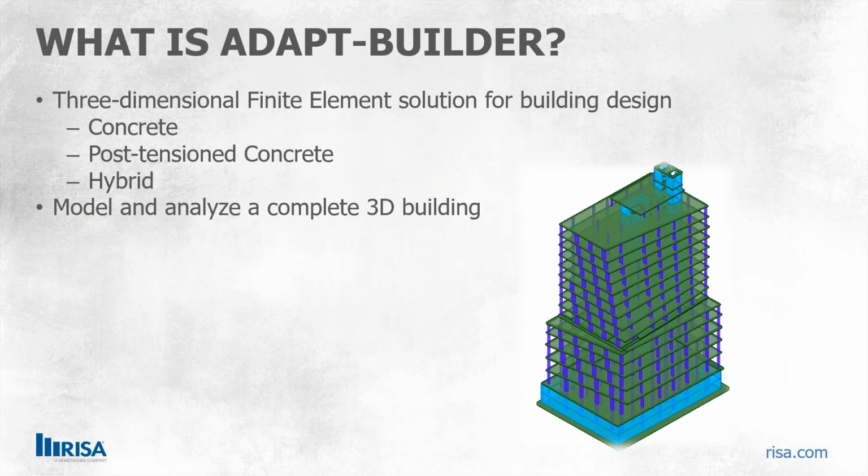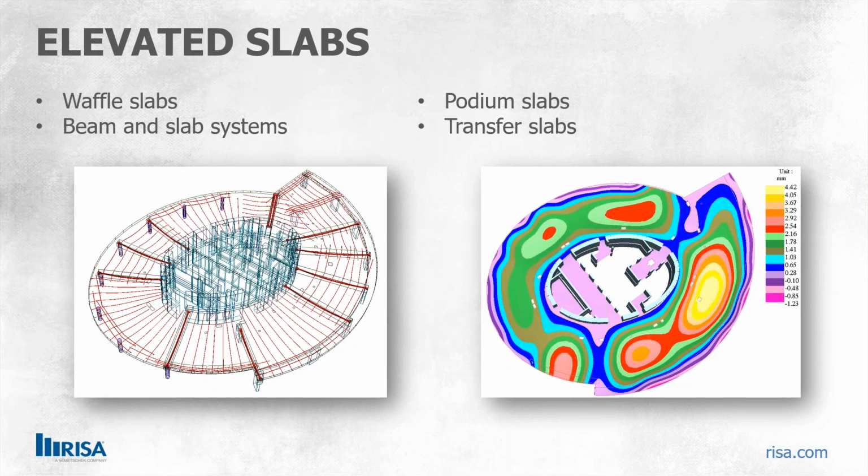So what exactly is Adapt Builder? Adapt Builder is a three-dimensional finite element solution for building design in concrete, post-tension concrete, or a combination of the two. Adapt Builder allows you to model and analyze a complete 3D building from foundation to roof, all within the same model. Specifically, you're able to analyze and design waffle slabs, beam and slab systems, podium slabs, and transfer slabs.